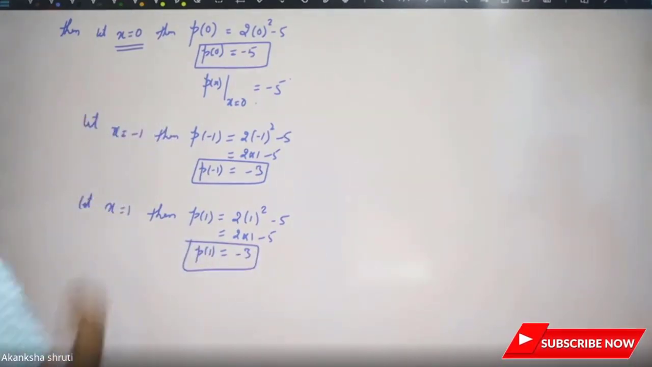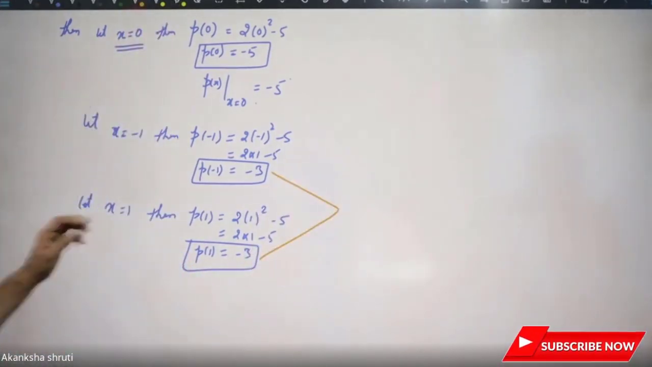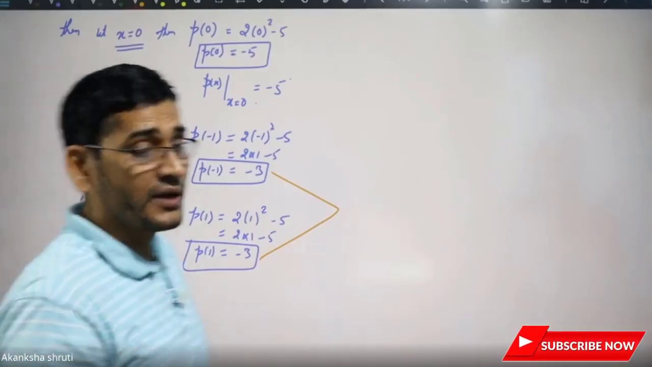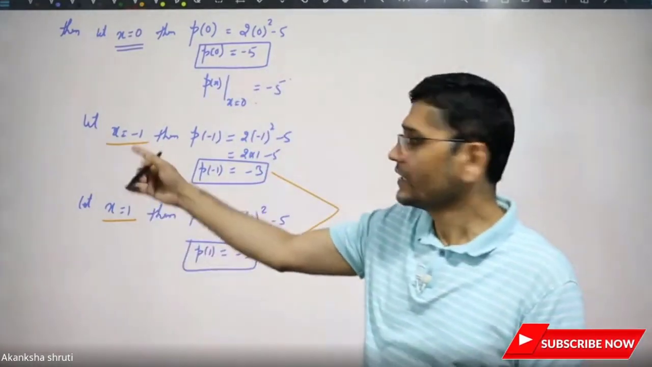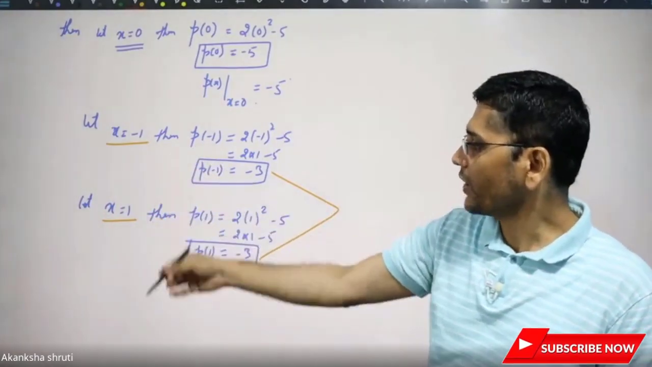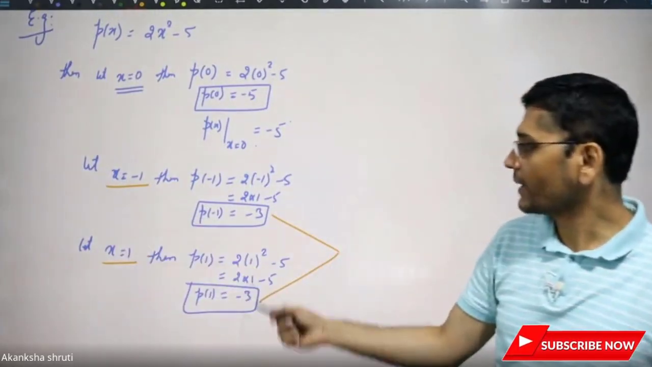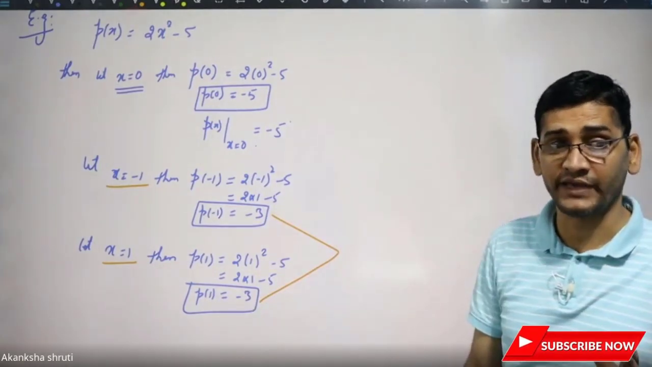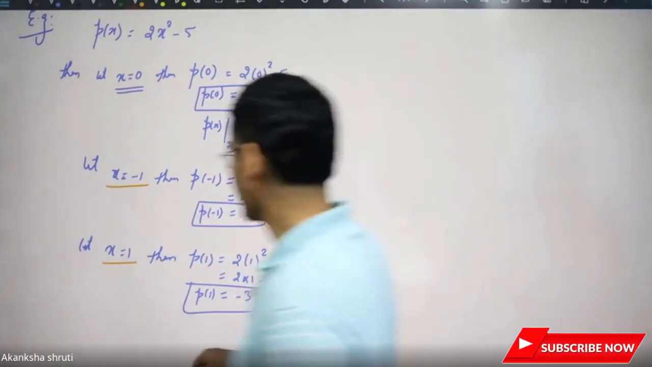Here the interesting thing is that this polynomial has the same value at x equals to minus 1 and 1. So it is possible. But how many such values can be the same for different values of x? That is determined by its degree. Since it is a 2-degree polynomial or quadratic polynomial, for 2 values of x it may have the same value of polynomial, but cannot have more than 2 values of x for which it has the same value. That we will learn just after a few minutes.